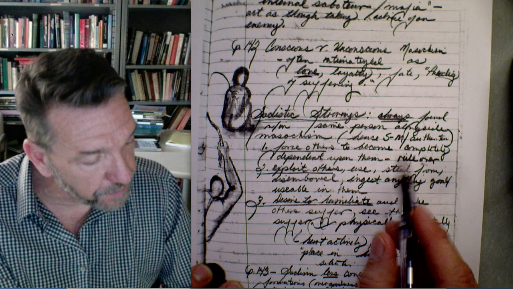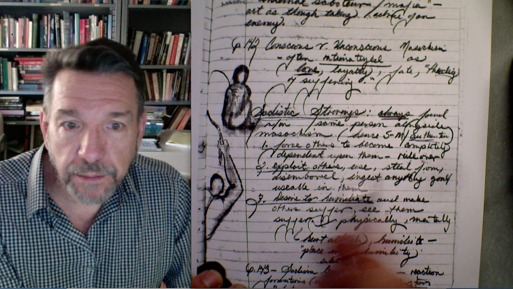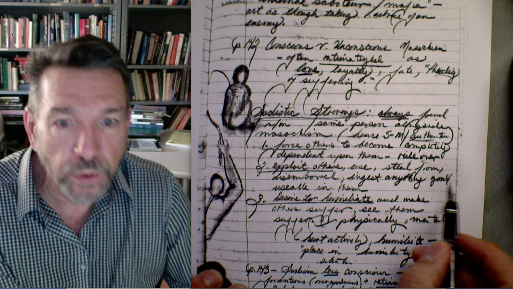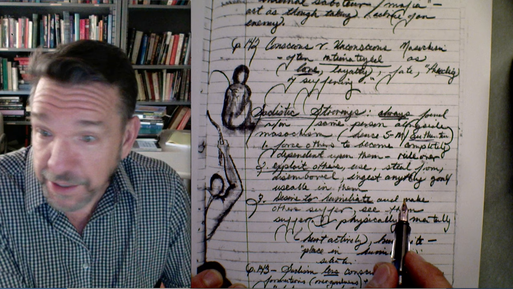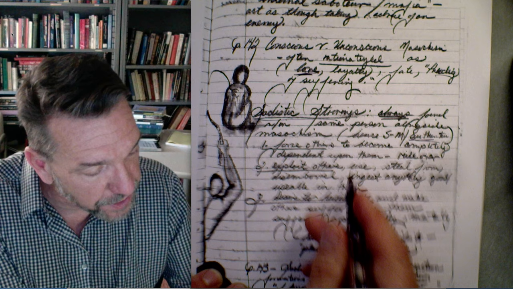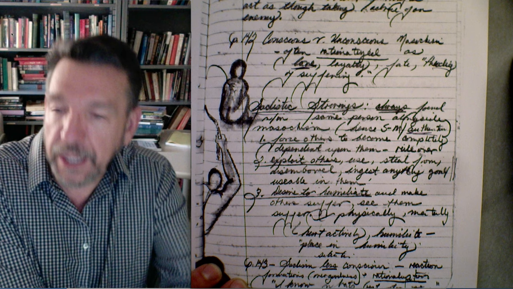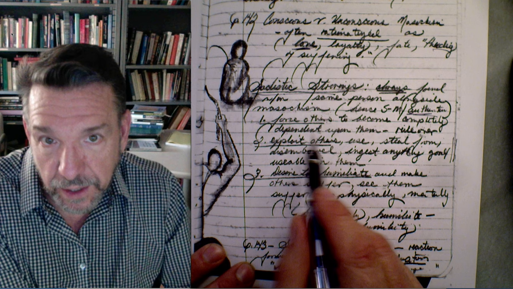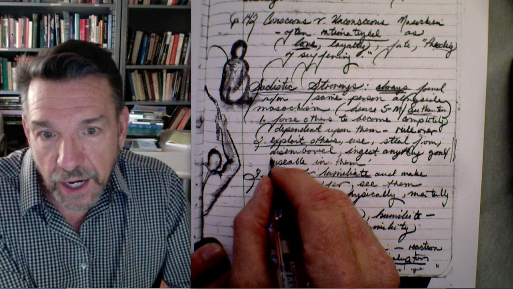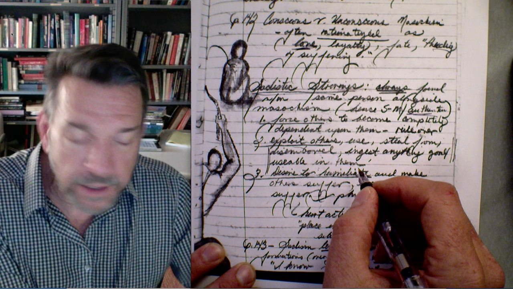You try to force others to become completely dependent upon you, so instead of displaying dependence, you're displaying the power to make others dependent, rule over others, exploit others, use them, steal from them, disembowel them, ingest them. Anything that is usable in them, you take into yourself, incorporate into yourself. You're not doing it because you enjoy killing, you're doing it because you enjoy incorporating and taking, having power over, rather than power to destroy. It's going to differentiate the sadistic person from the destroyer. This is a desire to dominate, and the destroyer, we're going to find, has the desire to simply obliterate, right?